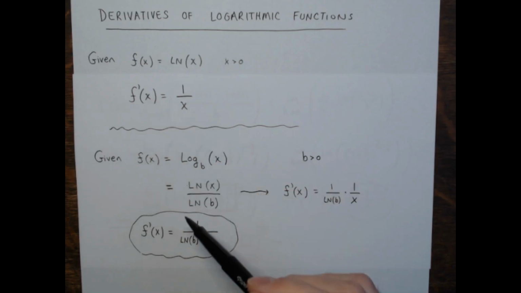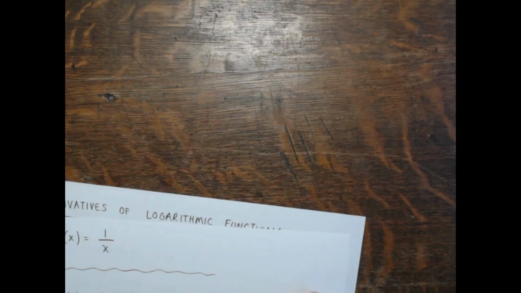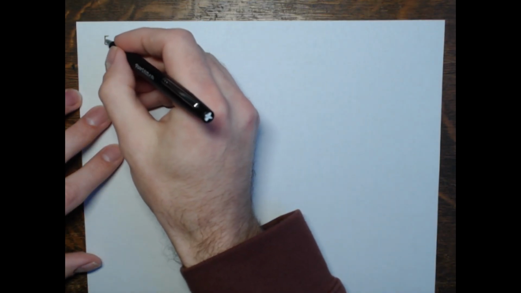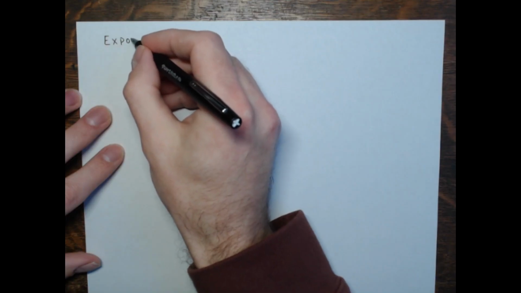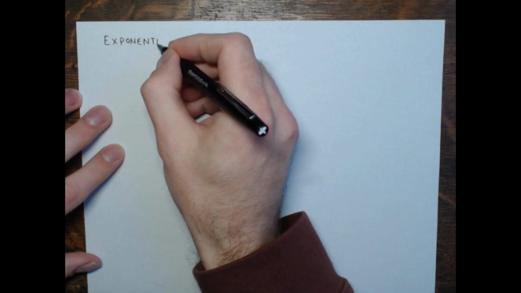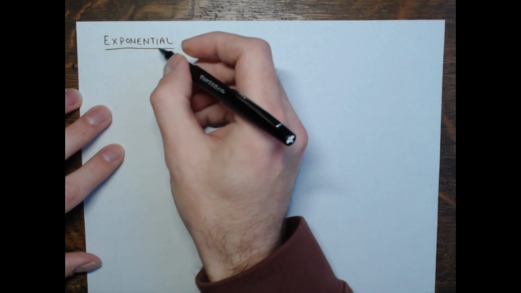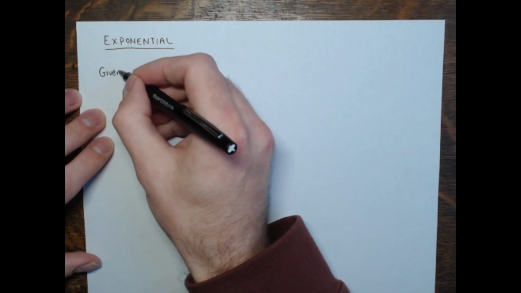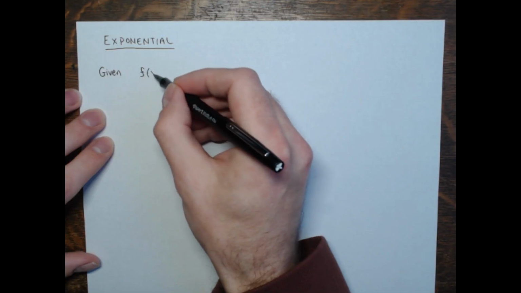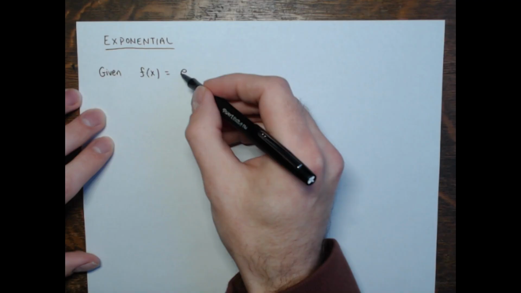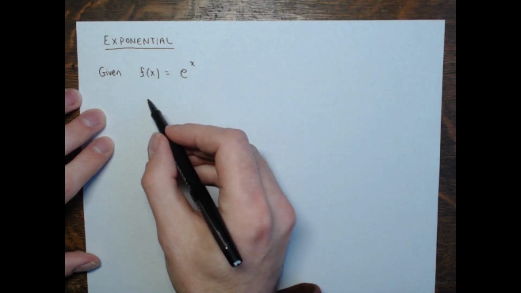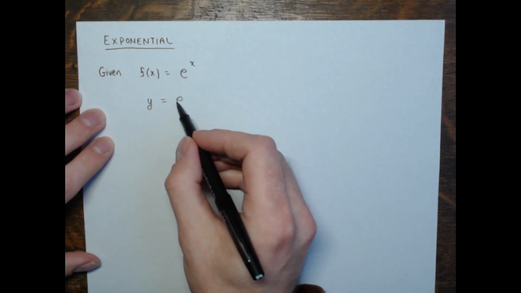Okay, so we've seen now a rule for the derivative of any logarithmic function, right? Logs with any base. And now we go to our exponentials, and we're going to use the logarithmic derivatives to help us find the derivatives of exponential functions. So again, suppose we're given f of x equals, or y equals, I'm going to call it y this time, e to the x power. All right, y equals e to the x, same thing.